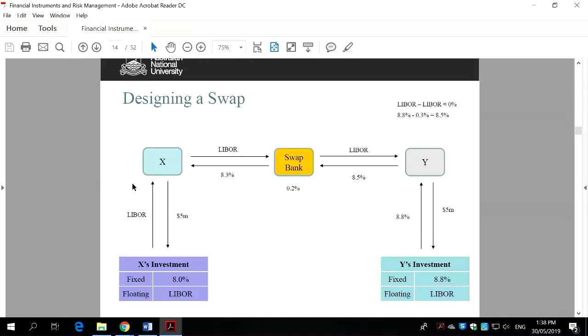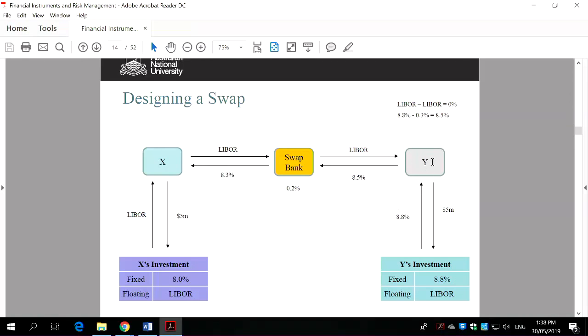As I mentioned in the lecture, the way we design a swap is always passing the floating rate all the way across, and then we manipulate the fixed rate of return. So that's what we did here. Company X received the LIBOR rate of return from its floating investment vehicle and passed the LIBOR rate all the way to company Y. Then company Y received 8.8% from its fixed investment vehicle.